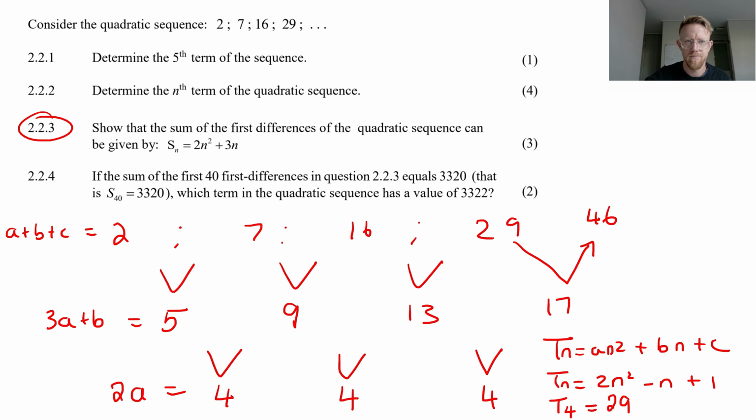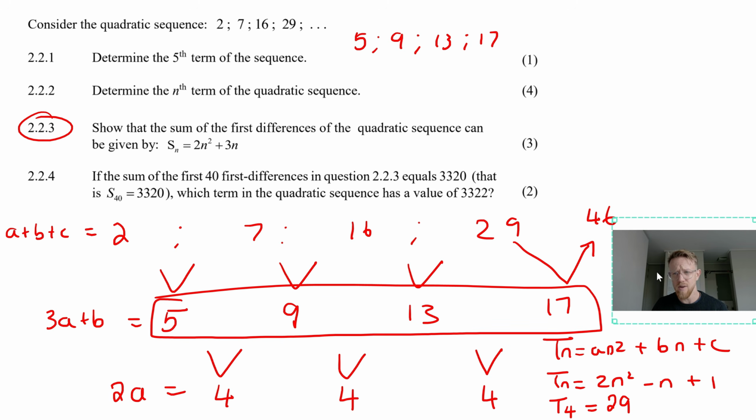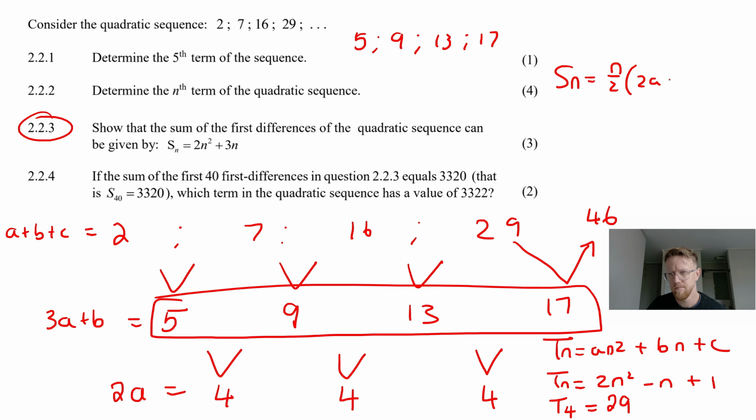This question: show that the sum of the first differences can be given by this. So if you look at your first differences, which are these ones here, then that just becomes a normal arithmetic pattern. Think about it: 5, 9, 13, 17. That's just a normal grade 12 arithmetic pattern where we've learned how to find the sum by just using the sum formula, which is this one over here. And so we're just going to work out what Sn is in terms of n.